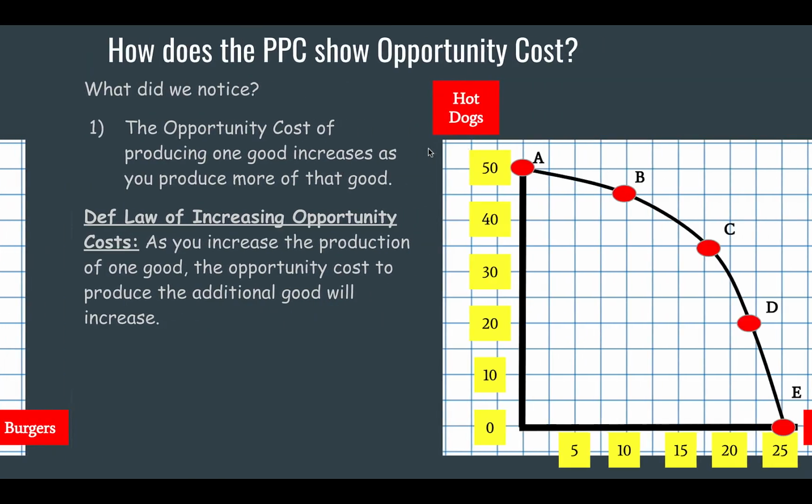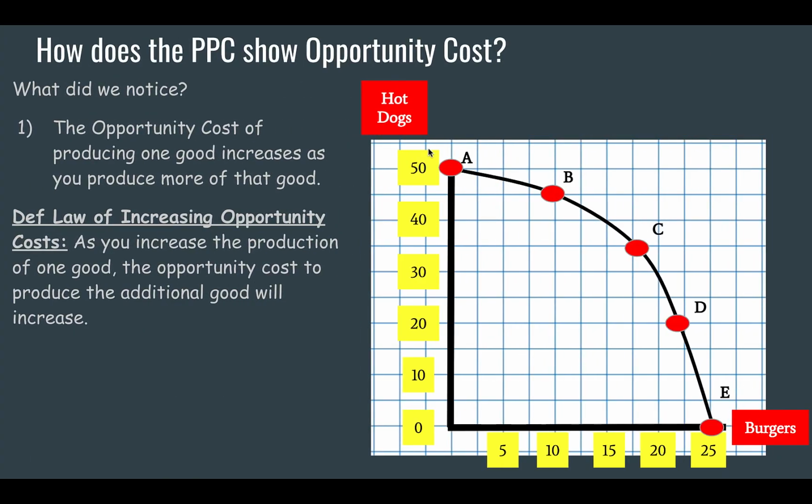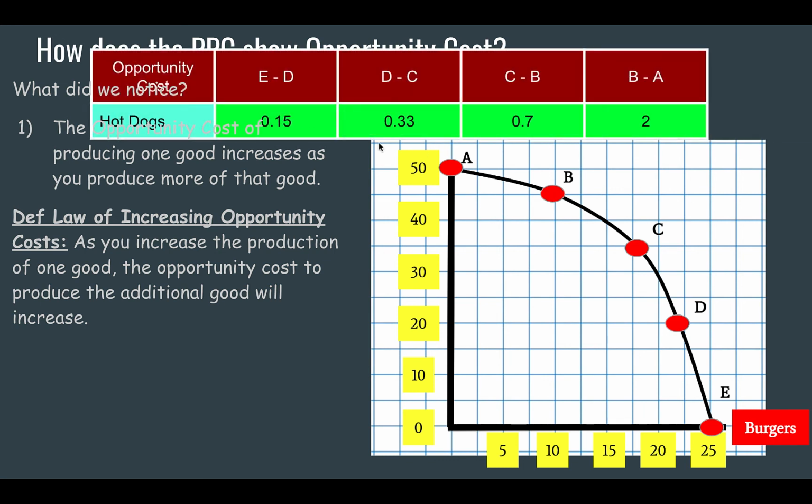So again, if we do this, okay, what did we notice? The opportunity cost of producing one good increases as you produce more of that good. This is it. Now, I've put the E to D, D to C, and so on, so we'll go through it anyway. 0.15 to 0.33 to 0.7 to 2. So the opportunity cost of producing hot dogs increases as we concentrate more and more on the production of those hot dogs.